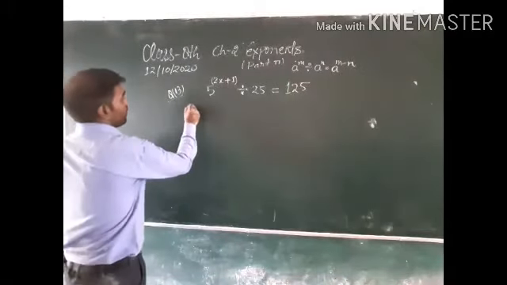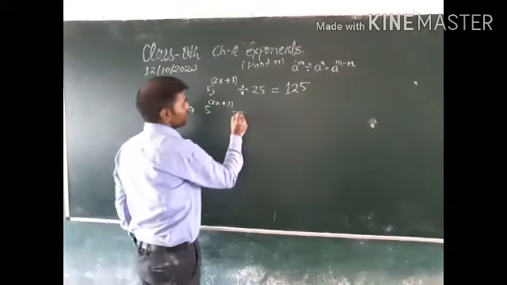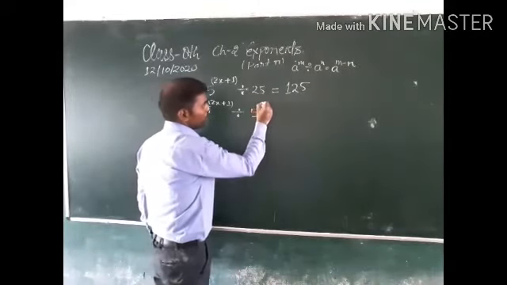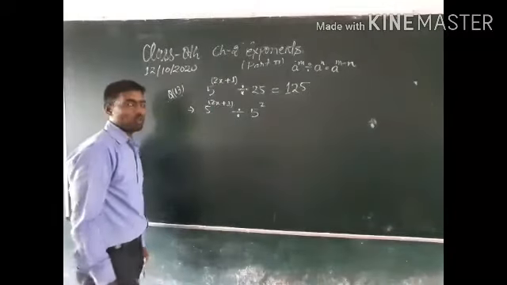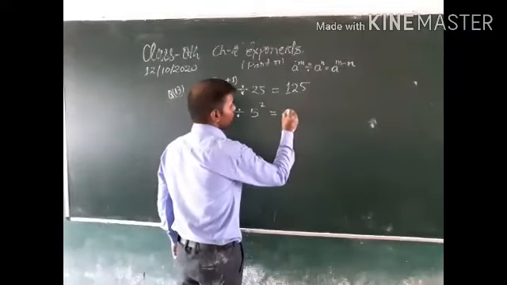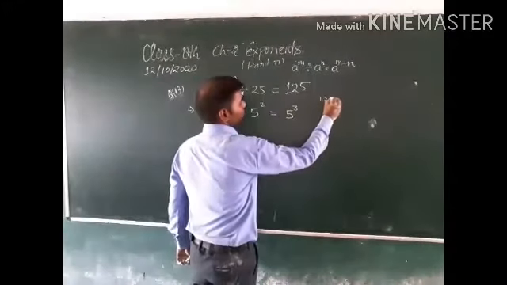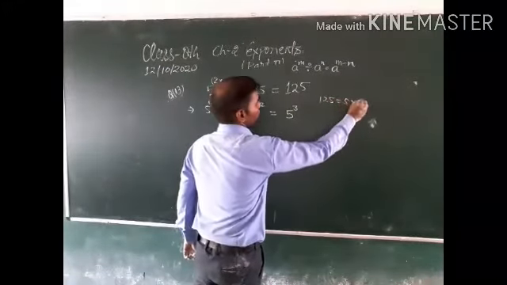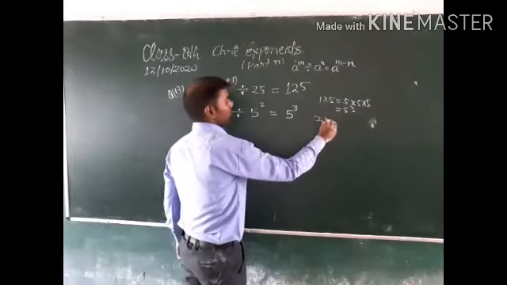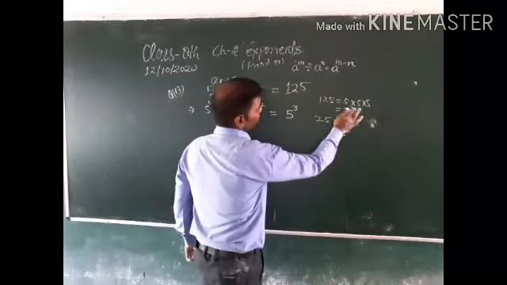Here we have 5 to the power 2x plus 1 divided by 25. 25 can be written as 5 to the power 2, and 125 can be written as 5 to the power 3, because 125 is 5 into 5 into 5. And 25 is equal to 5 into 5, so it can be written as 5 to the power 2.